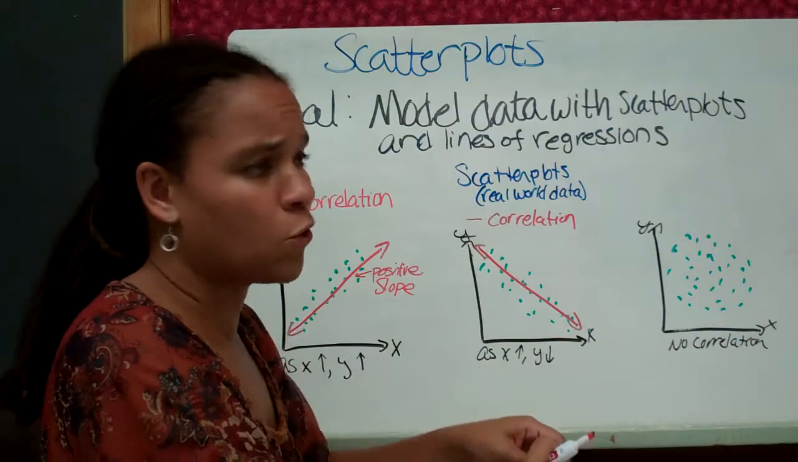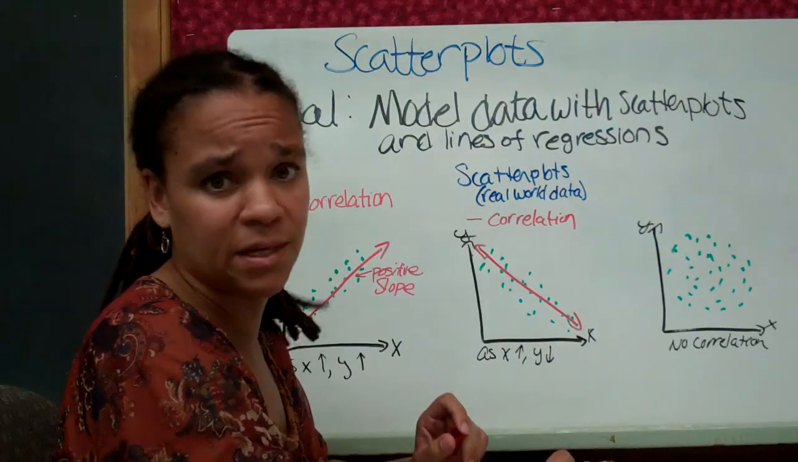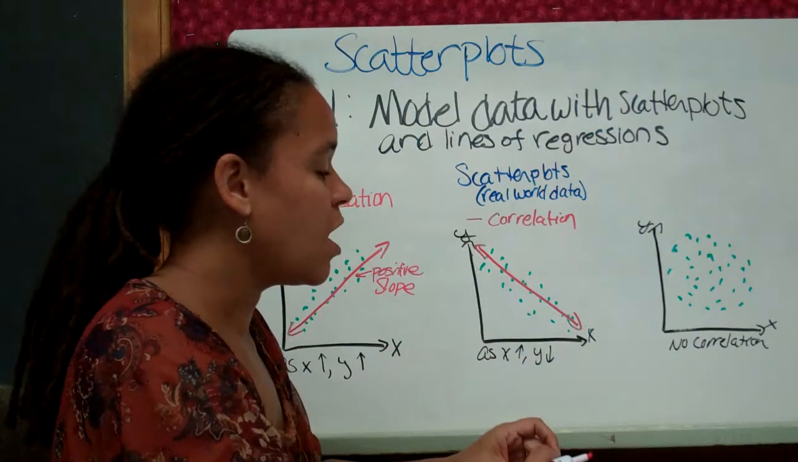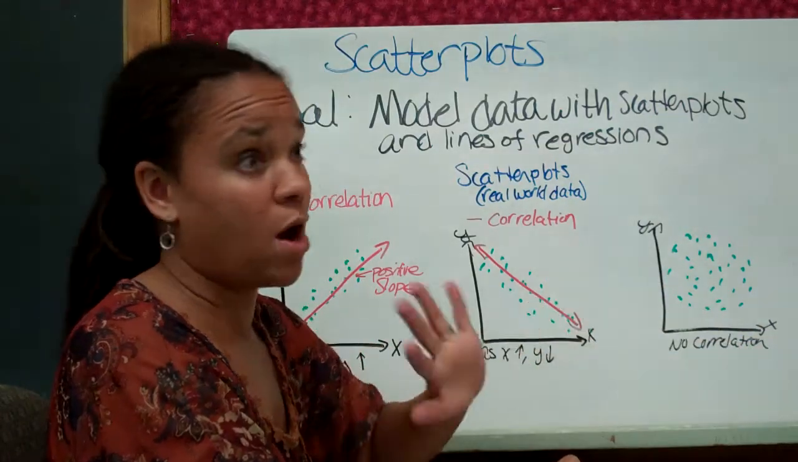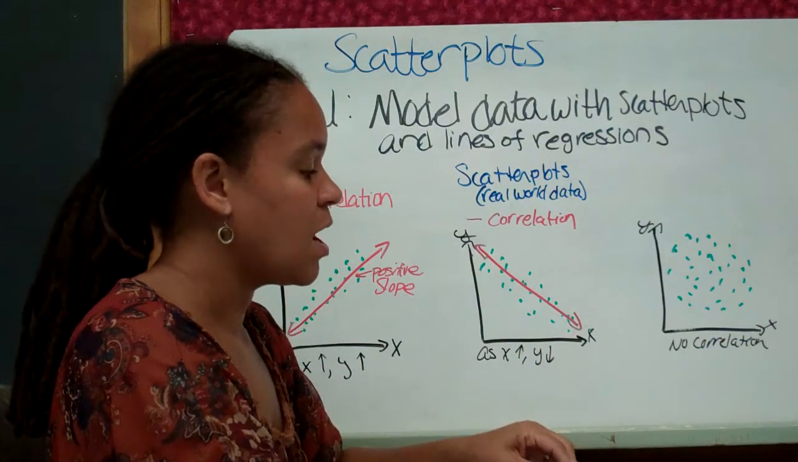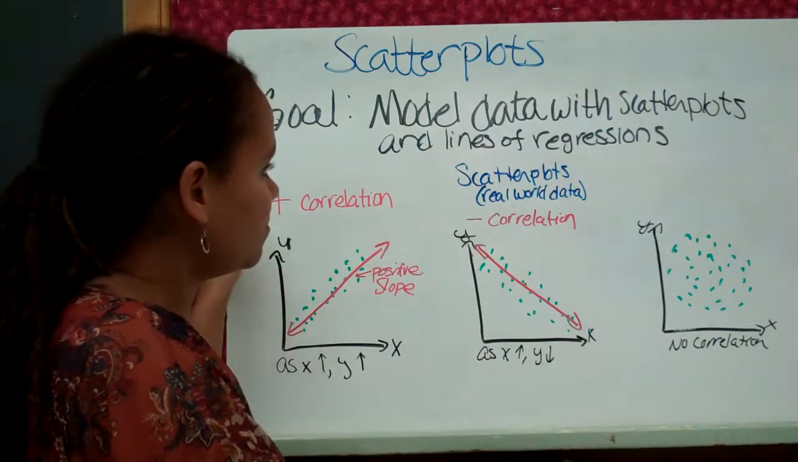And then here we have no correlation. Stuff is just scattered all over the place. They don't have anything to do with each other. So these two variables, whatever x and y are, they are not related at all. And so there's no correlation there.